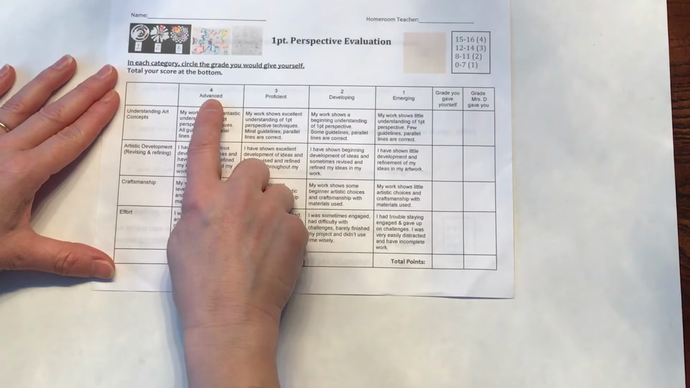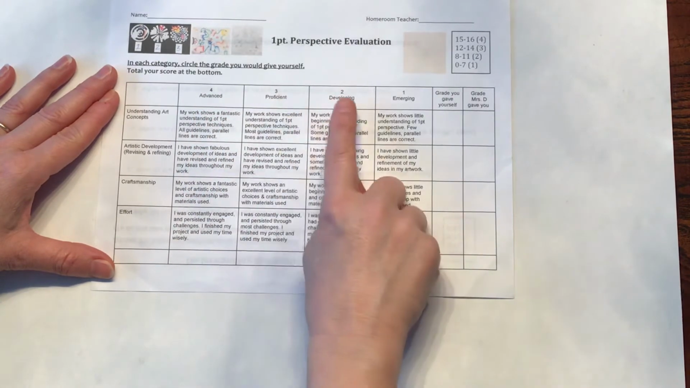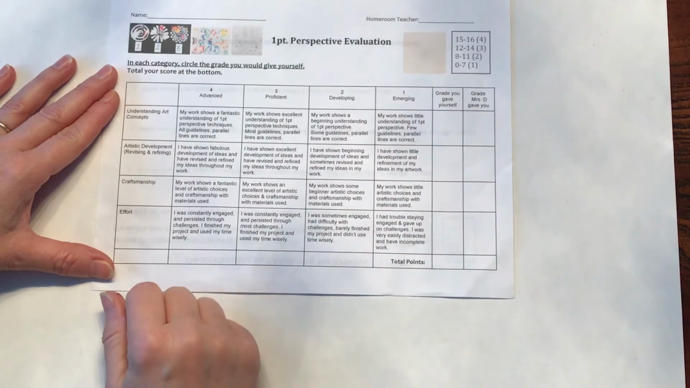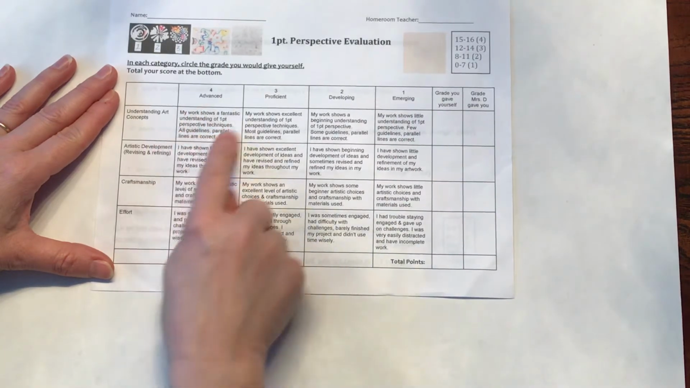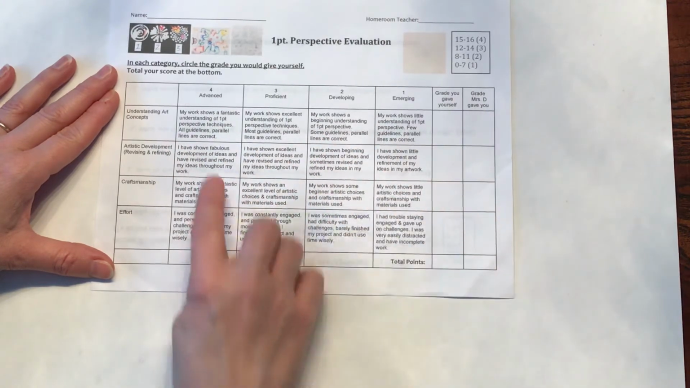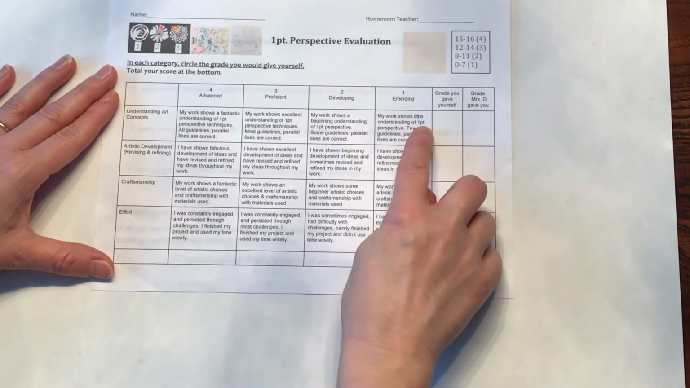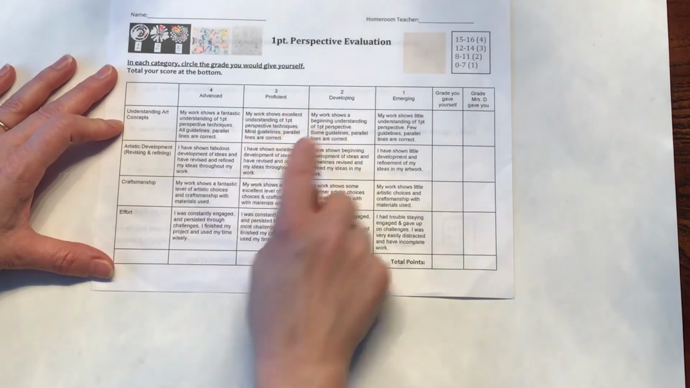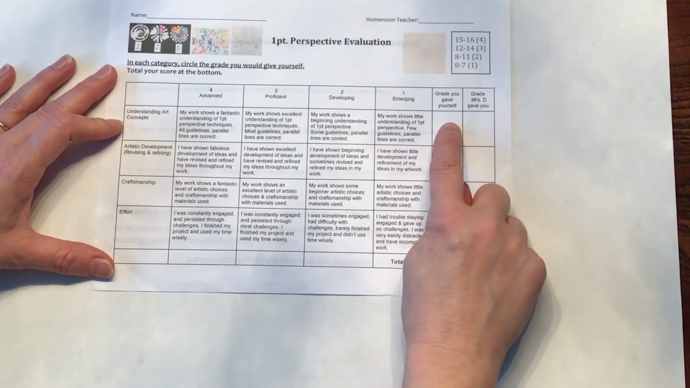So a number 4 is advanced, a number 3 is proficient, a number 2 is developing, a number 1 is emerging. So what I'd like for you to do is circle the area that you think best fits. So read each of these, circle the one that you think best fits understanding art concepts for what you did, circle it, and total your grade over here.